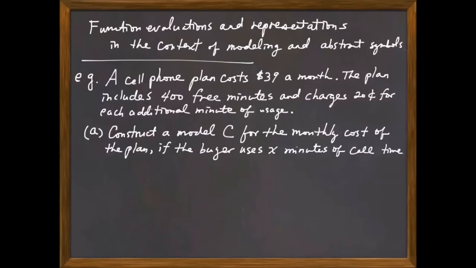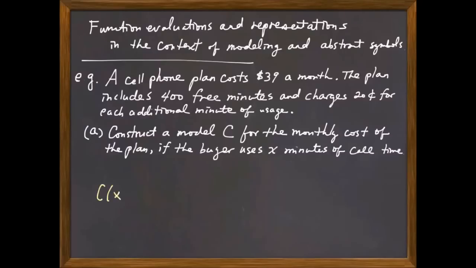But you notice that there are actually two different types of behavior that you can use to model. That is, as long as you stay within 400 minutes of usage, you only pay $39. As soon as you pass the 400-minute mark, you're going to have to pay $39 plus additional minutes. And then that's going to be 0.2 times each additional minute beyond the 400. So just think about this.